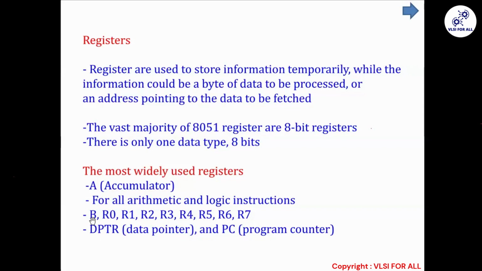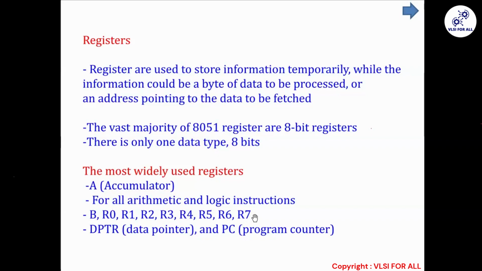Then what is the other register? B, R0, R1, R2 up to R7. And try to understand R0 to R7. These are repeating. How many times? How many banks are there? 4 banks are there. So R0 to R7 in bank 0, R0 to R7 in bank 1. That way it will go up to how many banks? 0, 1, 2, and 3. 4 banks are there. So 8 fours are 32 registers. And their names are the same. Only the banks are changing. R0 to R7.